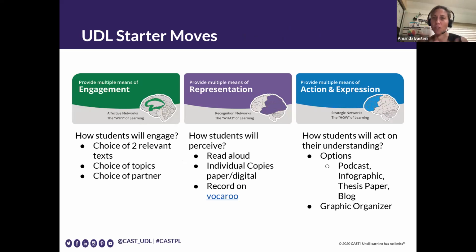And then we share some really tangible strategies. So what are some UDL starter moves, right? What's an easy dance move that I can learn to incorporate? Well, around engagement, you could offer two relevant choices of text. Give the learner choice around what they want to read. Provide choice of topics, choice of partner. Representation, provide the information so that the learner could read it aloud. They could have their own individual copies on paper, or they can digitally access it, right? Or you could even record it.